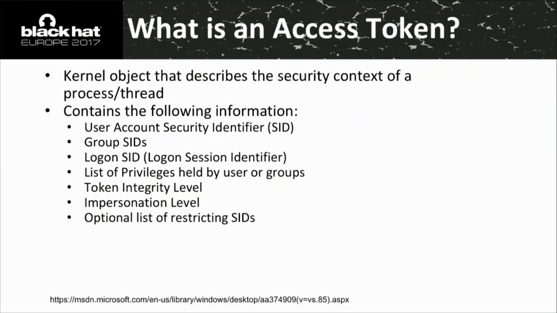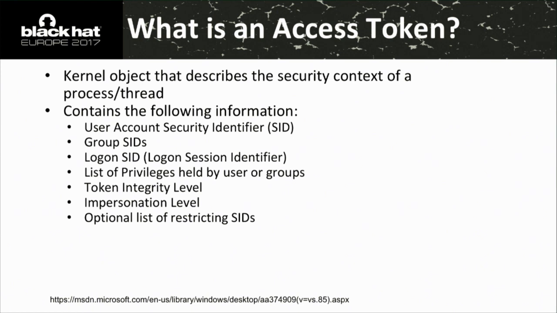All right, so I've mentioned access token a few times. What is an access token? Well, an access token is a data structure that's stored in the kernel, and it basically describes the security context of a process or thread to which it's applied. The types of information that are inside of an access token are the user account security identifier, or SID, and the group SIDs, so what groups does this user belong to? Are they a domain admin? Are they a local administrator? So on and so forth.